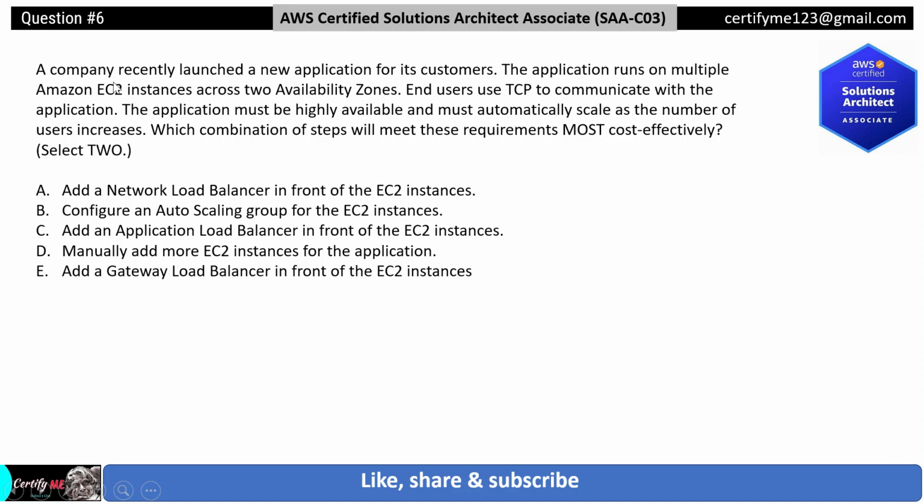So the next question. A company recently launched a new application for its customers. The application runs on multiple Amazon EC2 instances across two availability zones. End users use TCP to communicate with the application. The application must be highly available and must automatically scale as the number of users increases. Which combination of steps will meet these requirements most cost effectively? Select two options.